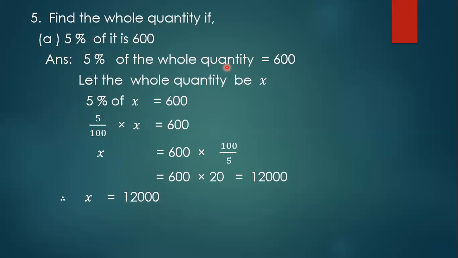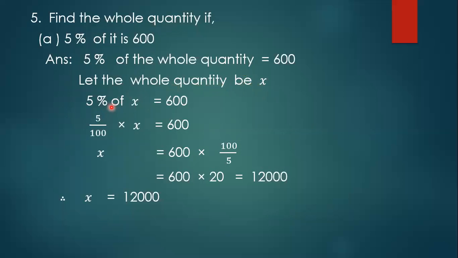And again, the same type of one question was explained in the illustration or the example. There we have taken it as p. But here I am taking it as x. You can use any variable. And the most commonly used variable is x, so I have taken it as x. The whole quantity which we have to find out, I have taken it as x.